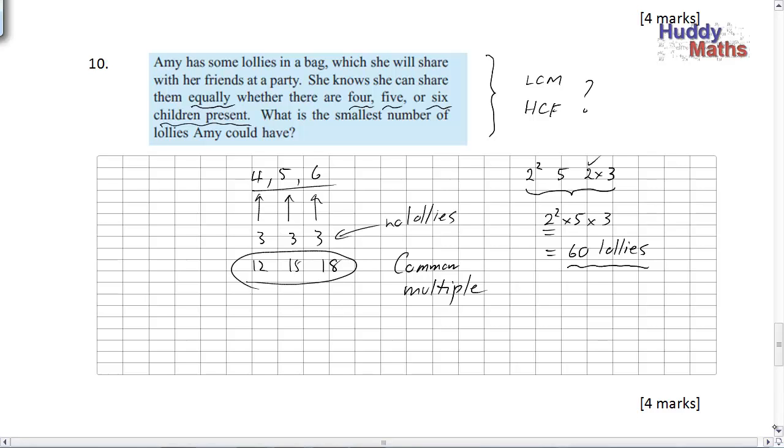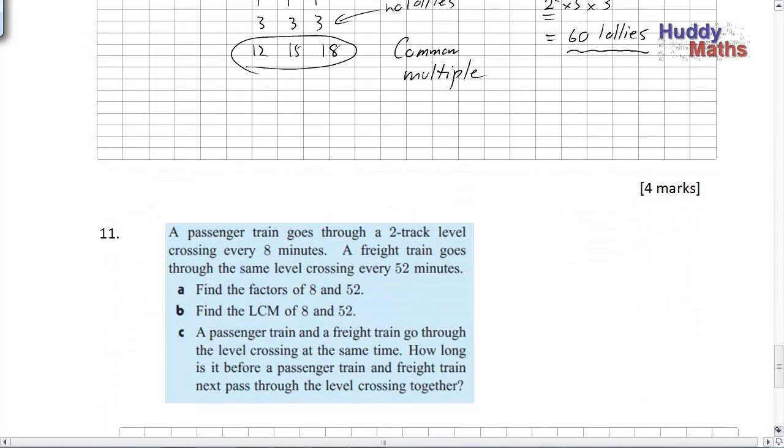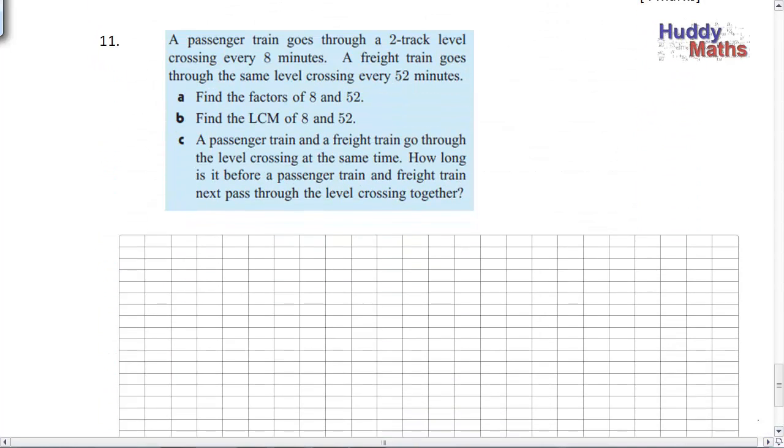All right, let's do one more of a practical nature. That's question 11, and then we'll want to add up your marks now. Okay, so a passenger train goes through a 2-track level crossing every 8 minutes. A freight train goes through the same level crossing every 52 minutes.